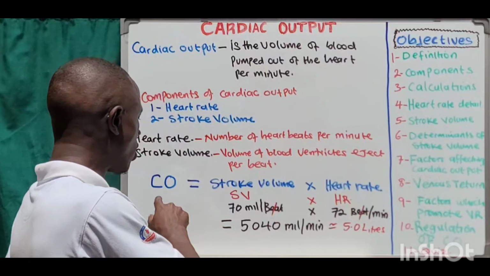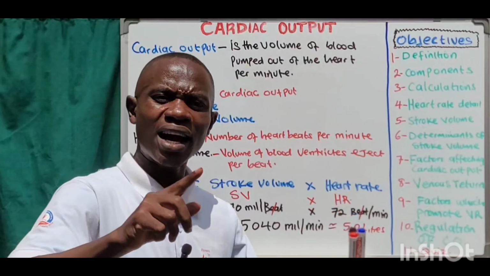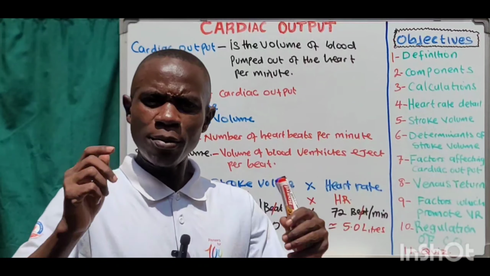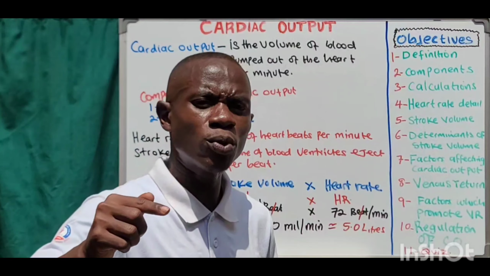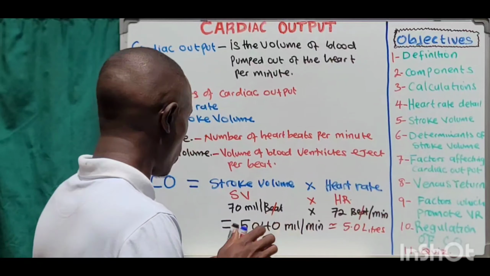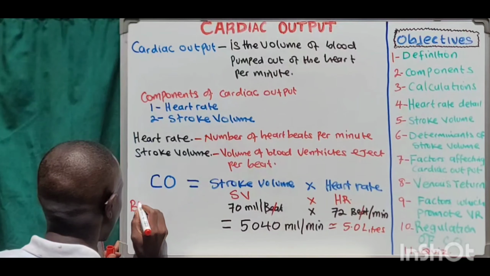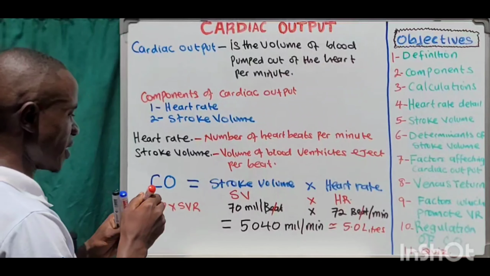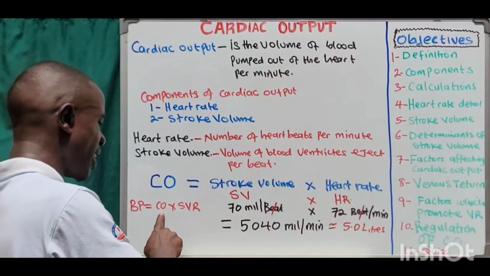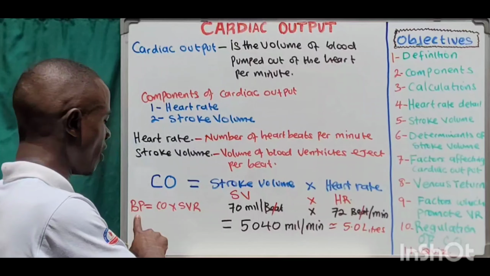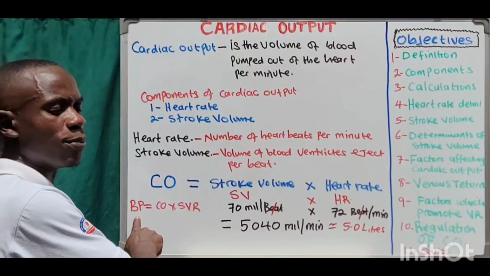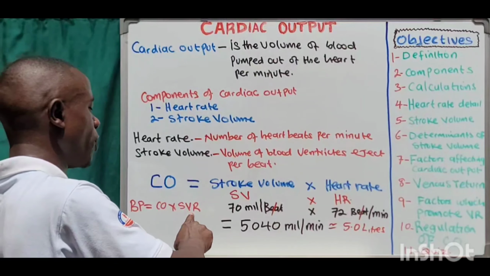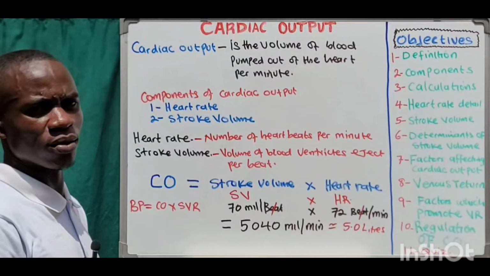Of course, at the back of your mind, you need to know that cardiac output also plays a significant role in blood pressure. Blood pressure is cardiac output times systemic vascular resistance. It means that if you increase cardiac output, you increase blood pressure. If you decrease cardiac output, you decrease blood pressure. If you increase systemic vascular resistance, you increase blood pressure, and if you reduce it, you decrease blood pressure.